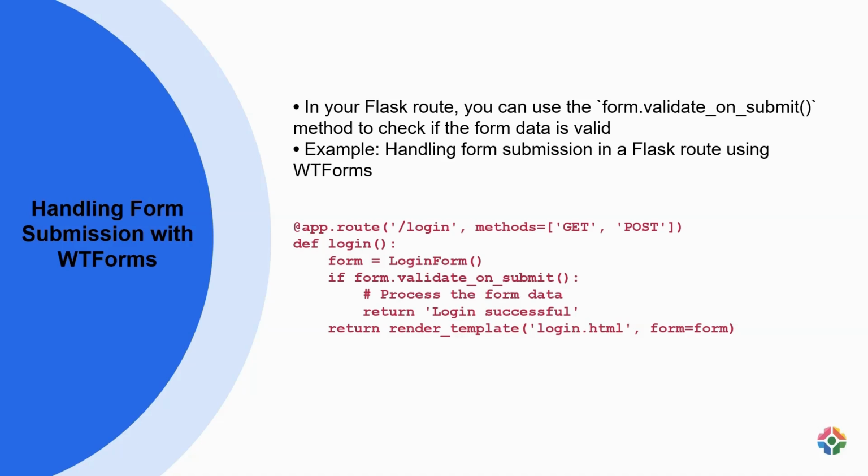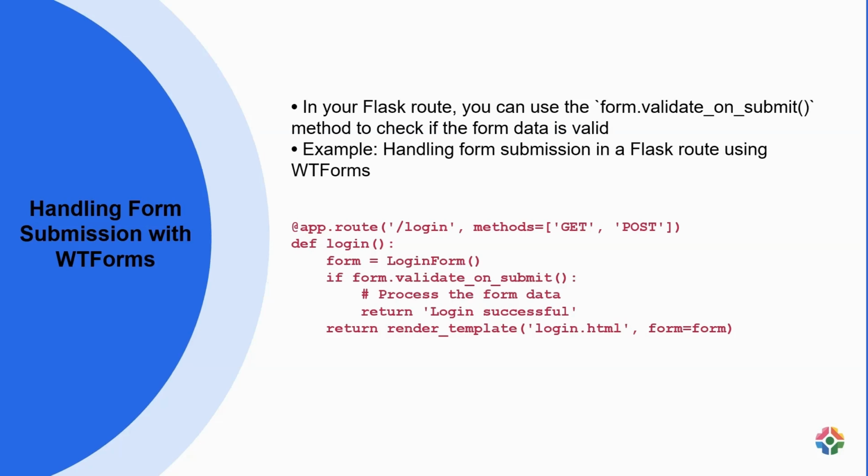If the form data is valid according to the form's validation rules, the conditional block executes the login functionality, such as authenticating the user, and returns a success message. Otherwise, if the form data is invalid, the user is presented with the login form again for corrections. Ensuring form data validity with form.validate_on_submit streamlines the process of handling user inputs and enhances the overall user experience by providing immediate feedback on the data entered into the form.